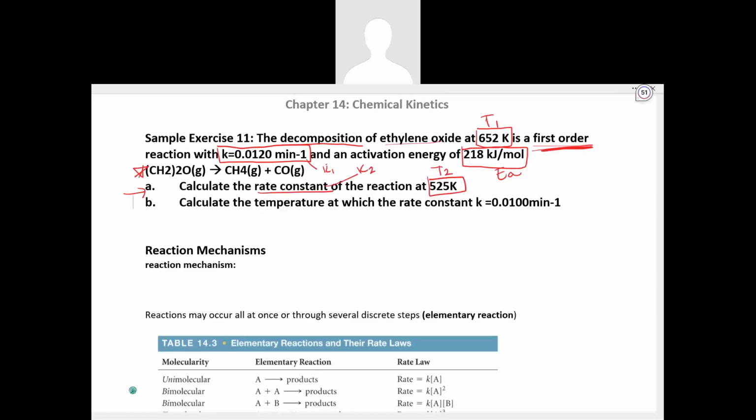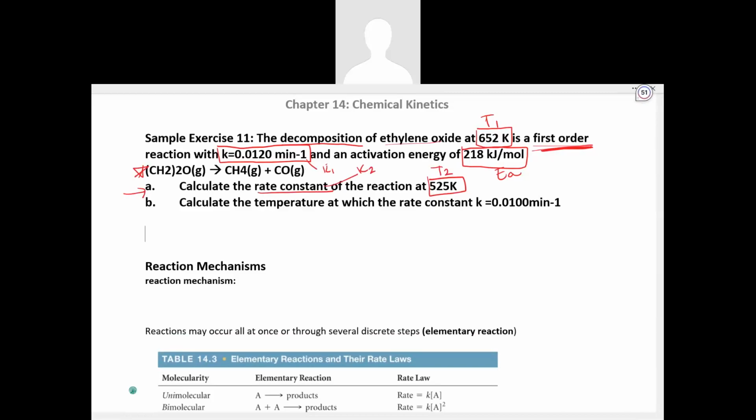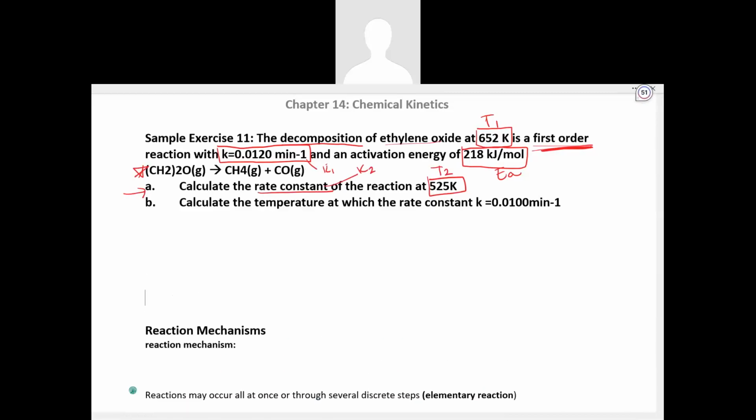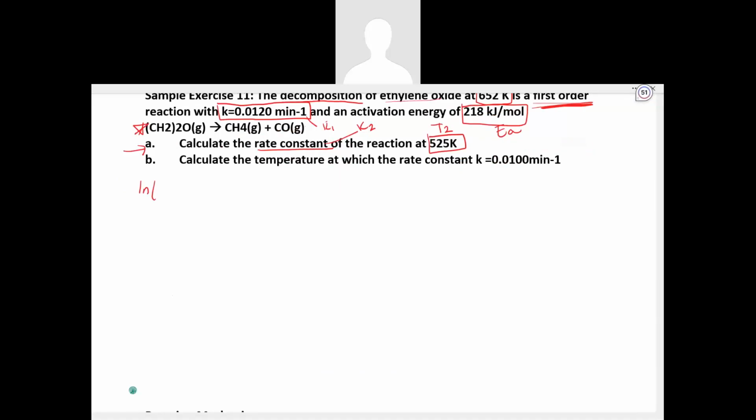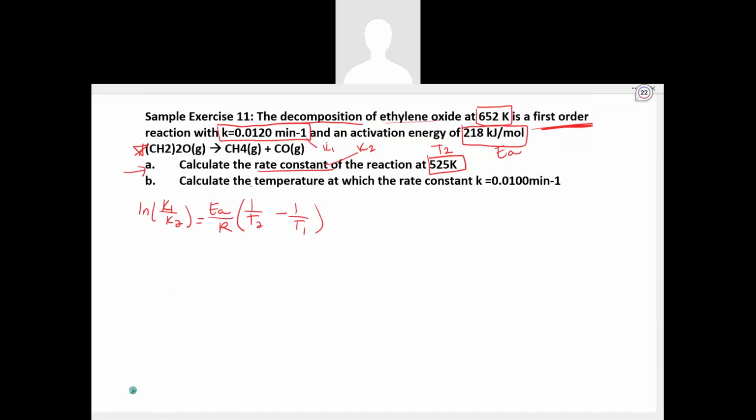So using the equation that we were given in the last video, we can plug in these values. If you recall, that equation was natural log of K1 over K2 will equal the activation energy over the gas constant R, again in joules per mole Kelvin, or actually we'll convert that to kilojoules per mole Kelvin for this problem. And then we have 1 over T2 minus 1 over T1. So now we just have to plug in these values. And again, we're given everything we need right above.